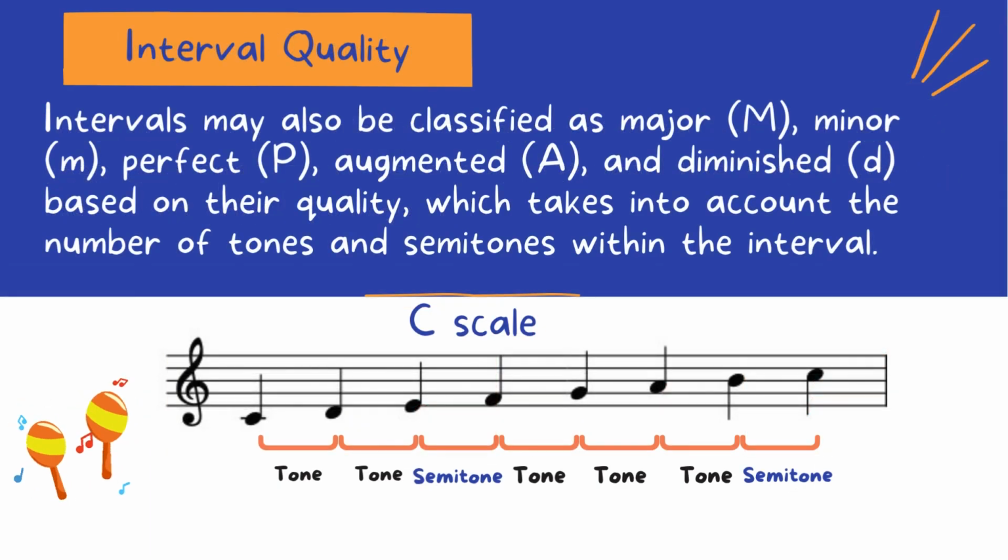Another aspect referring to intervals is their quality. Intervals may be classified as major, represented by a capital M, minor, a lowercase m, perfect, a capital P, augmented, a capital A, and diminished, a lowercase d, based on the number of tones and semitones within the interval. In this unit, we are paying attention to major intervals, especially to second, third, sixth and seventh intervals.